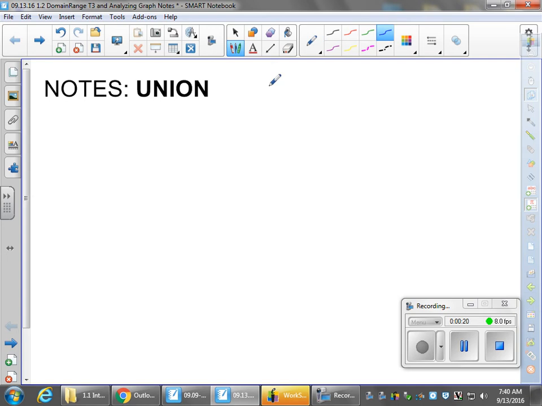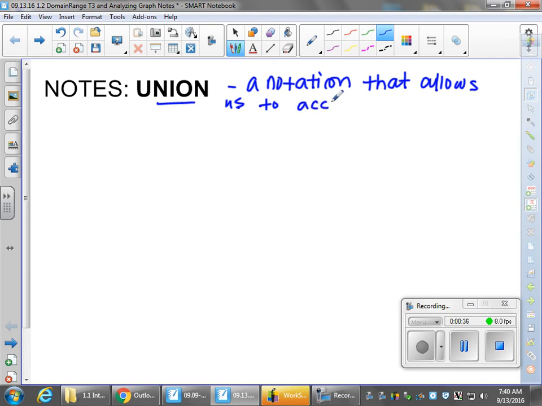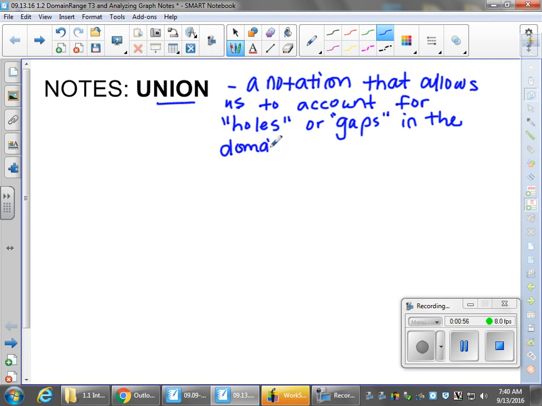So union, a notation that allows us to account for holes or gaps in the domain and range of a function. Well, let's say relation, because some of those are not functions.